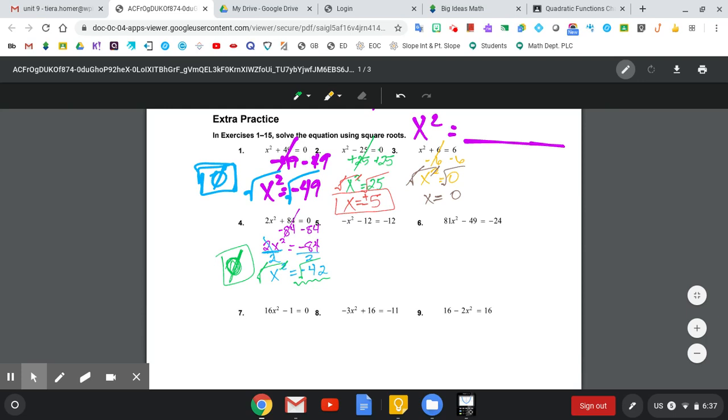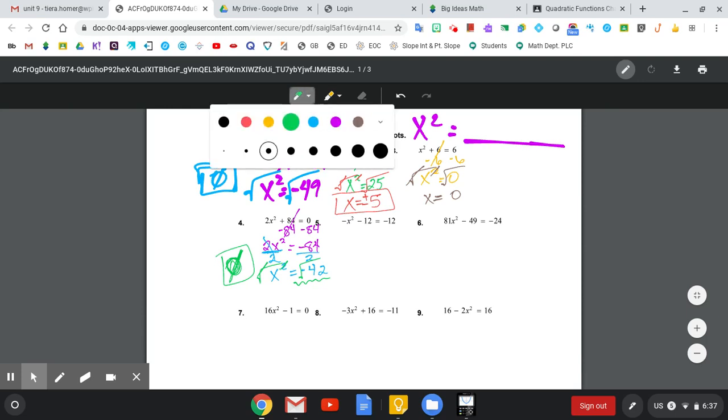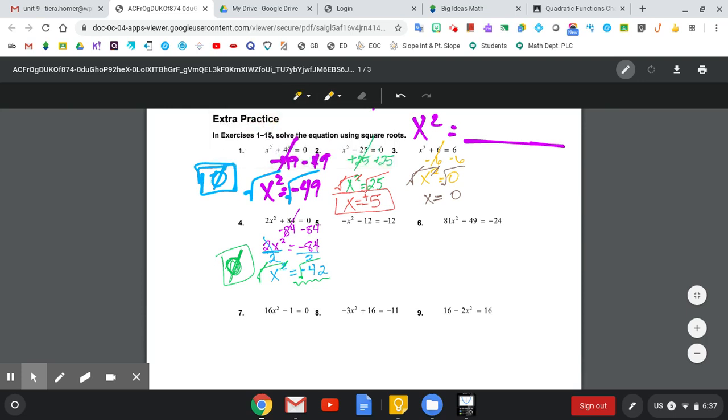Okay, number 5. First, I'll need to get my x squared by itself, so I always want to undo the add or subtract first. So I'm going to undo this minus 12 by adding 12. On the left, I have this negative x squared. On the right, negative 12 plus 12 just gives me a 0.